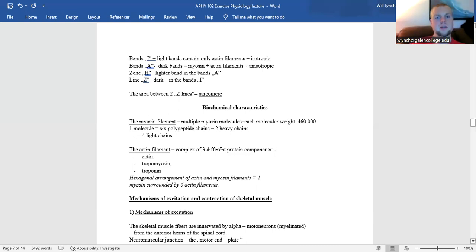So the myosin filament is going to be the heavier of the two. Okay, we're going to have a molecular weight of about 460,000, which is pretty heavy as far as a protein is concerned. One molecule is going to contain 6 polypeptide chains, 2 heavy chains, and 4 light chains. The actin filament is going to actually be a complex of 3 different components. We have the actin itself, we have the tropomyosin and troponin. Okay. There's a hexagonal arrangement of actin and myosin filaments. So we see one myosin actually surrounded by 6 actins bordering it.